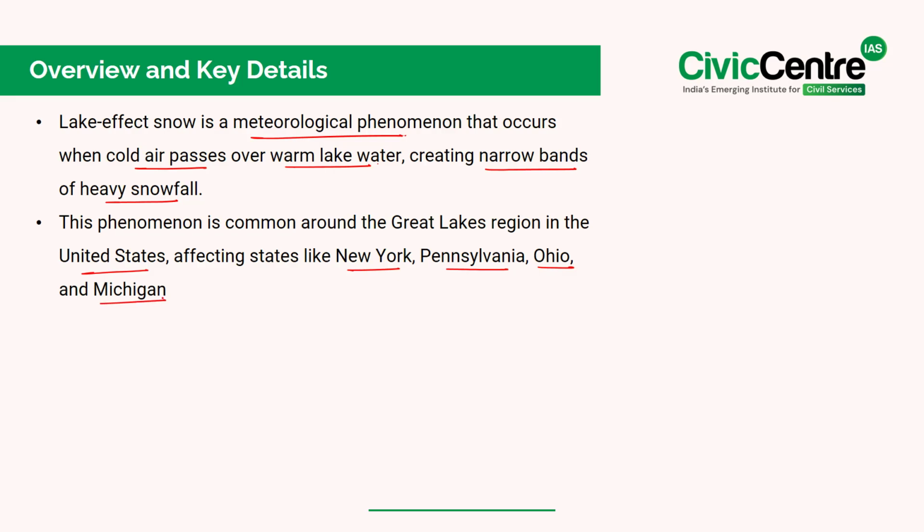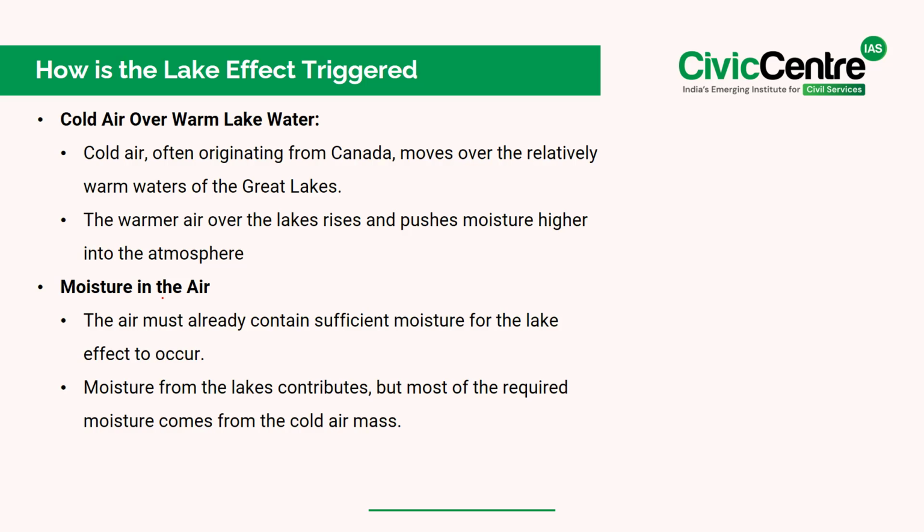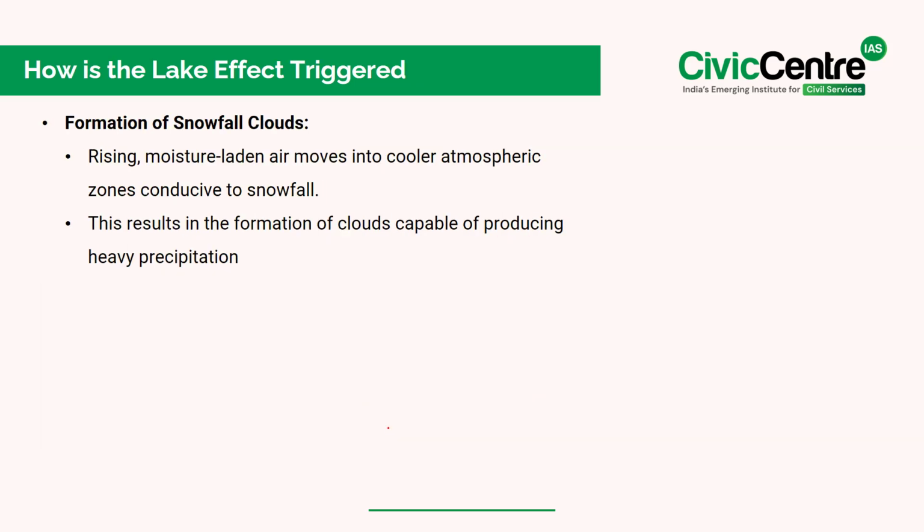Now, how is the lake effect triggered? Firstly, the cold air, often originating from Canada, moves over the relatively warm waters of the Great Lakes. So the warmer air over the lakes rises and pushes moisture higher into the atmosphere. Then the air must already contain sufficient moisture for the lake effect to occur. Furthermore, the moisture from the lakes contributes, but most of the required moisture comes from the cold air mass. Then the rising moisture-laden air moves into cooler atmospheric zones conducive to snowfall, and this results in the formation of clouds capable of producing heavy precipitation.